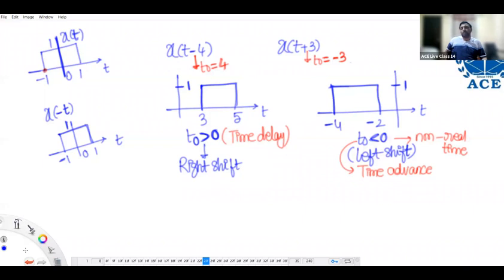In this simple problem, we have done these operations separately. But how to perform them combinedly? If a problem contains scaling, shifting or reversal, how to perform them combinedly? So let us take a fresh problem on that, sir. Listen carefully. Let's take a fresh example.